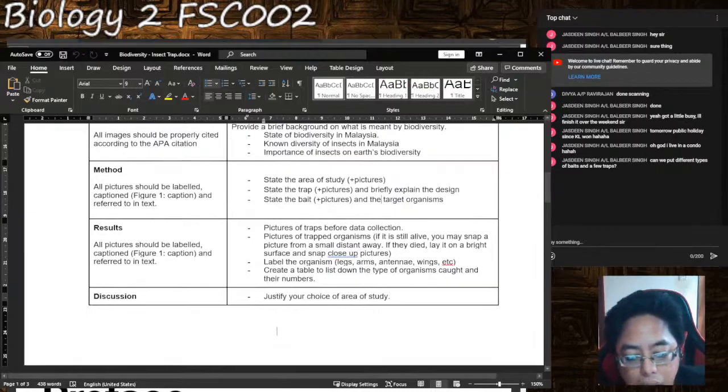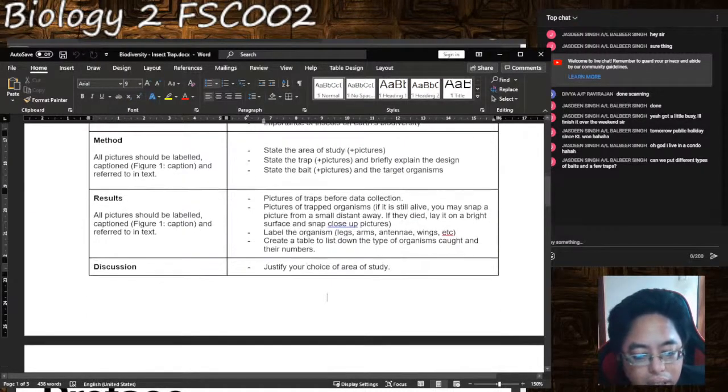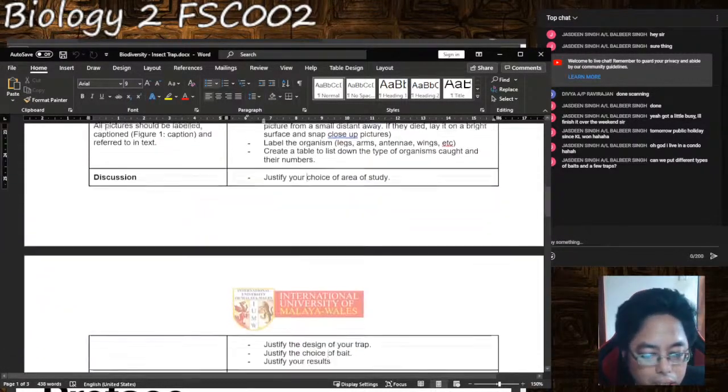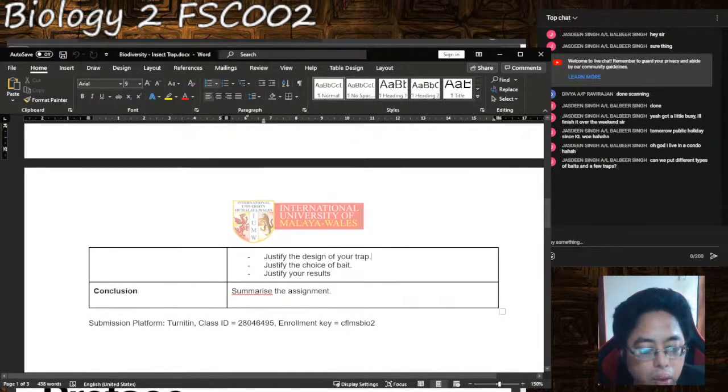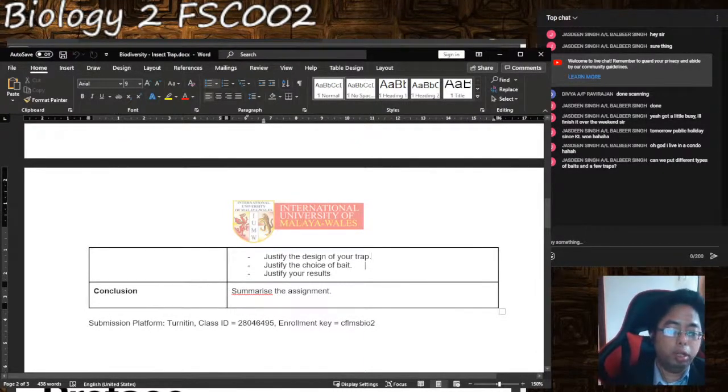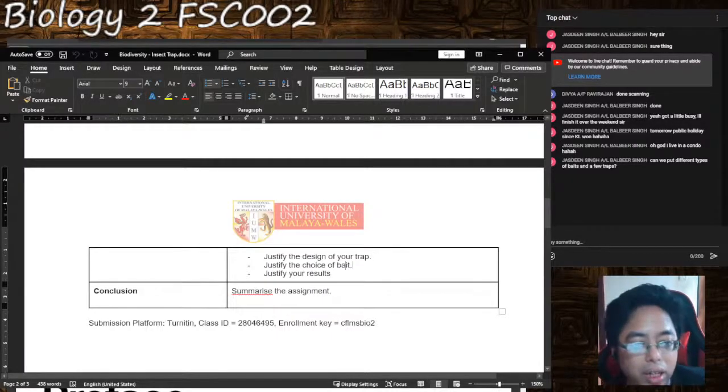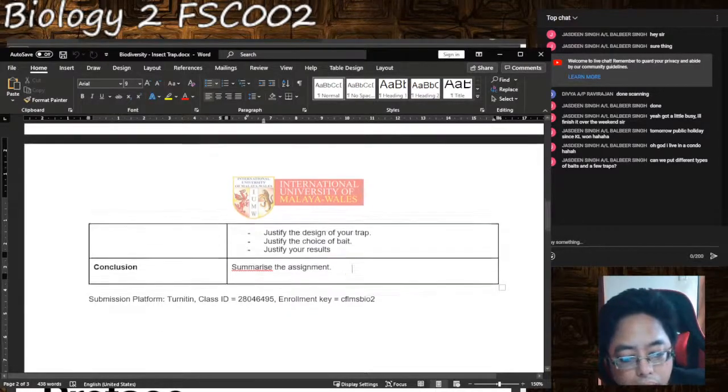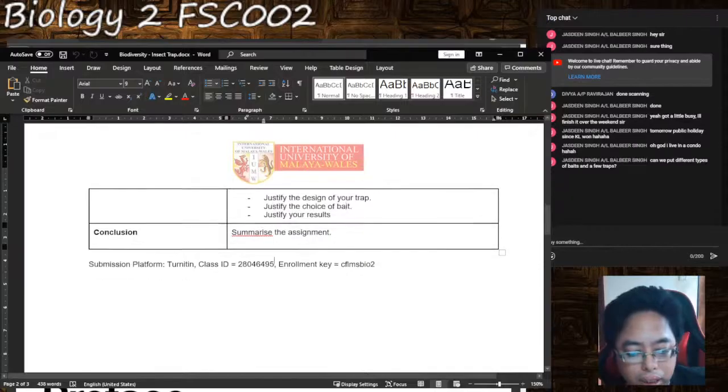In the discussion, you should justify the choice of area of study. Why do you select the area? Why do you select the design of the trap? Why do you choose the bait? And your results: how do you get the results from the design and from the location that you put your trap in? And then the conclusion, summarize.